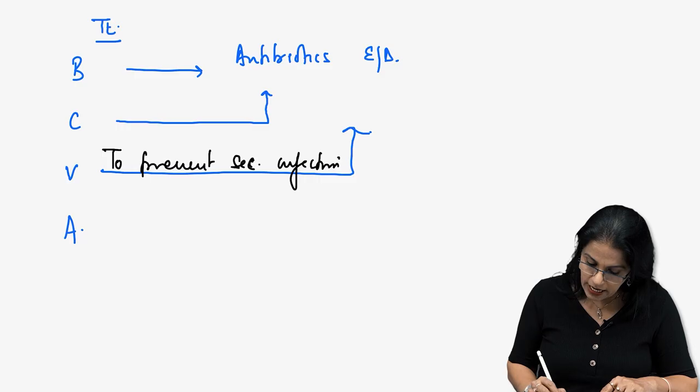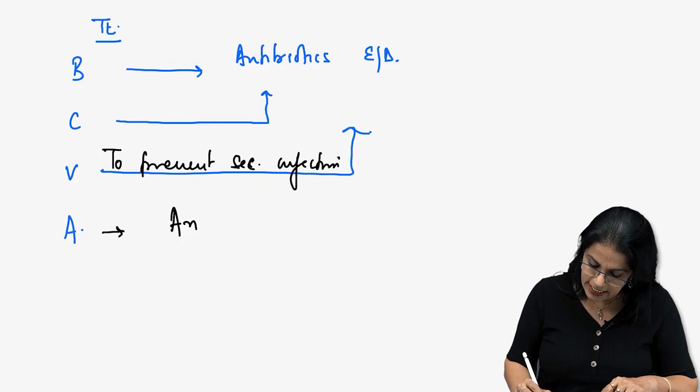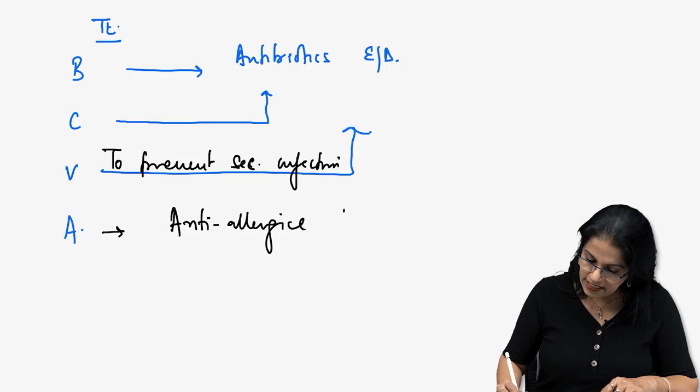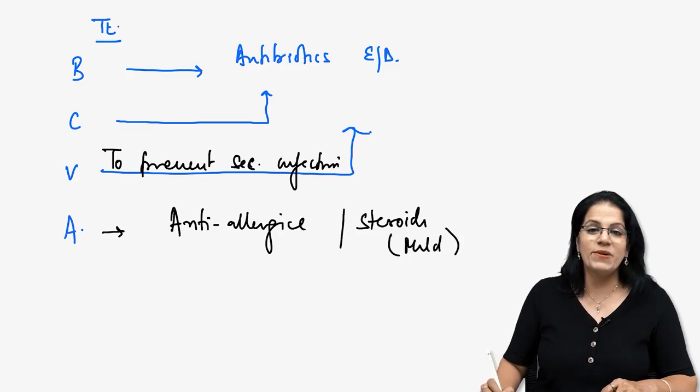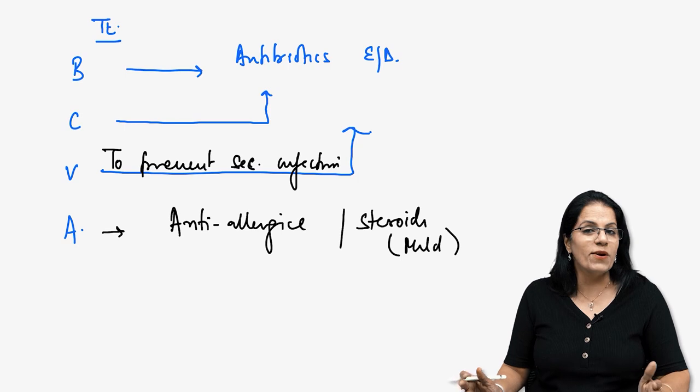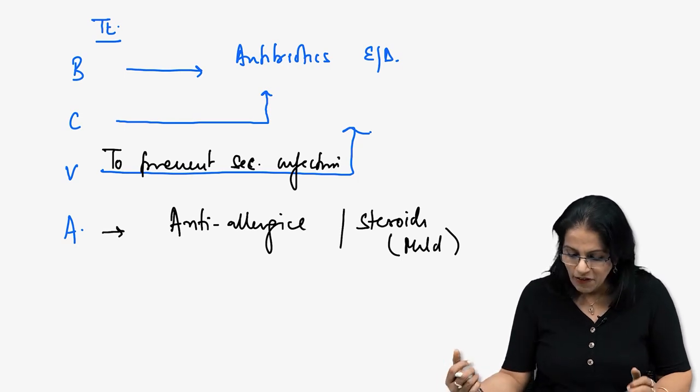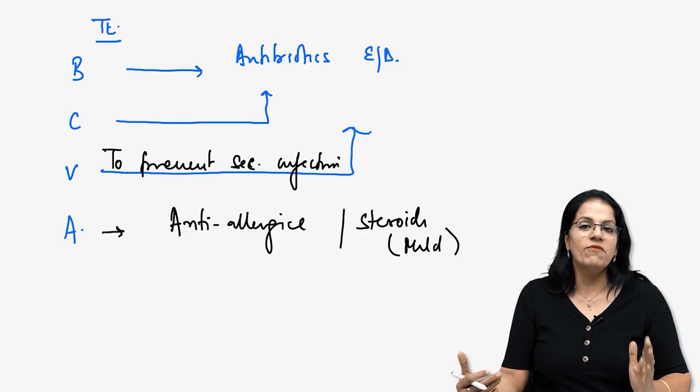And of course, A for allergic. For allergic, we give anti-allergics and steroids, particularly the mild ones, of course. You know why? Because steroids can lead to cataract and glaucoma. Okay. Once we know all this basics, we come one by one.